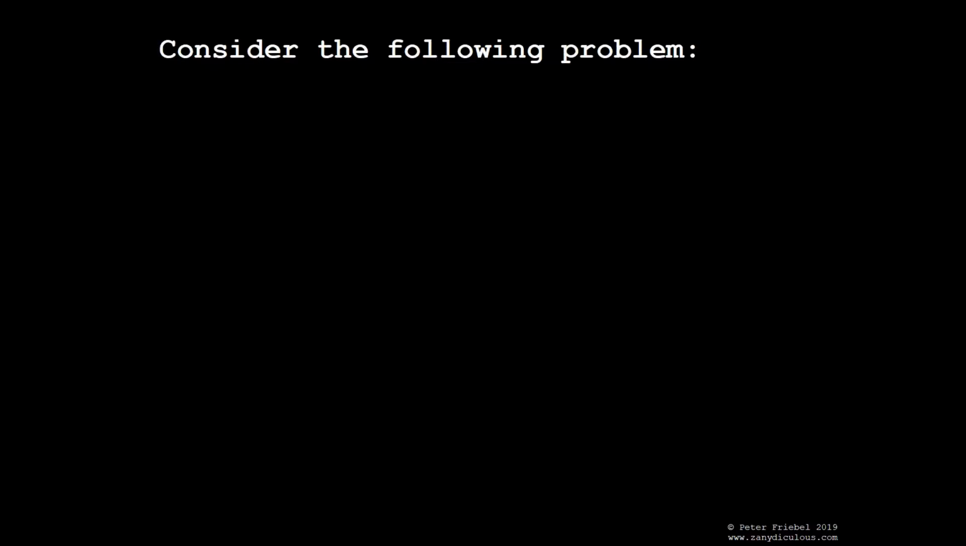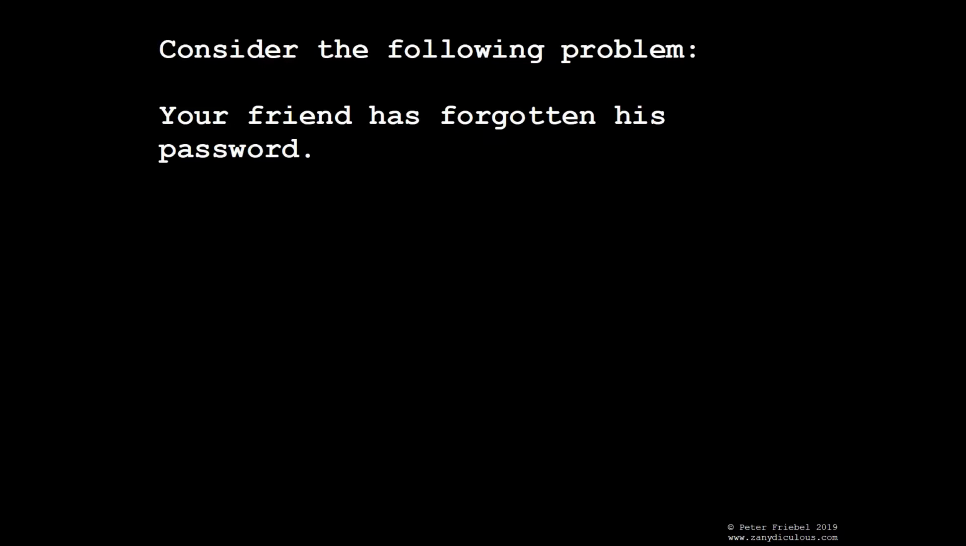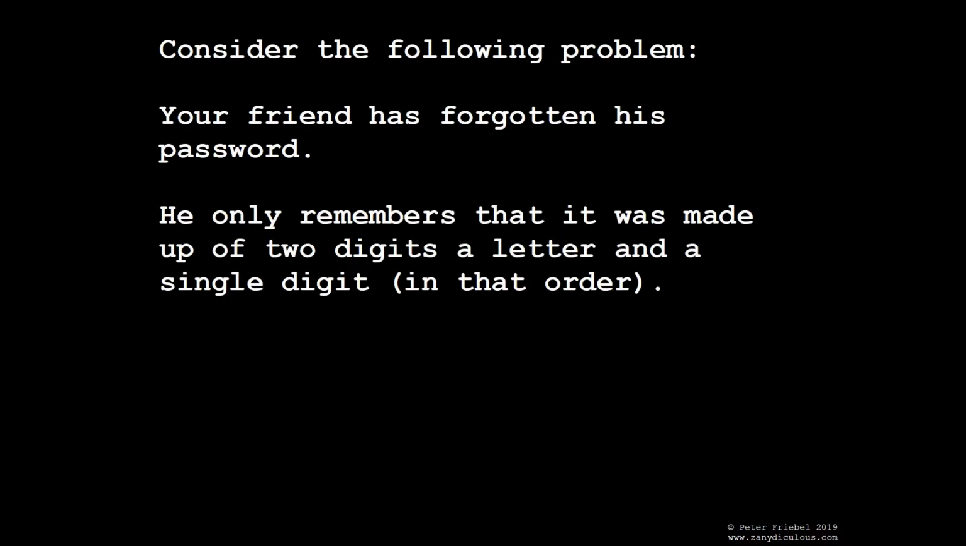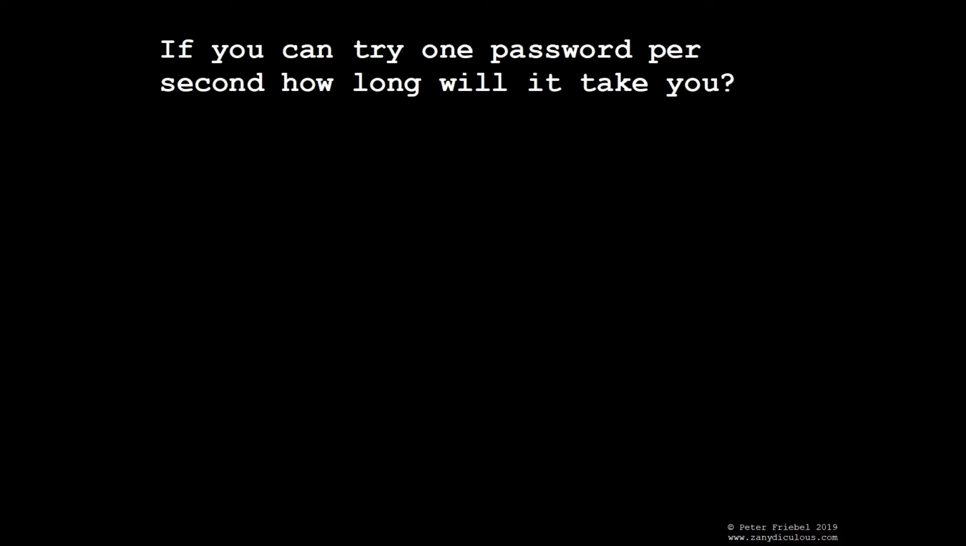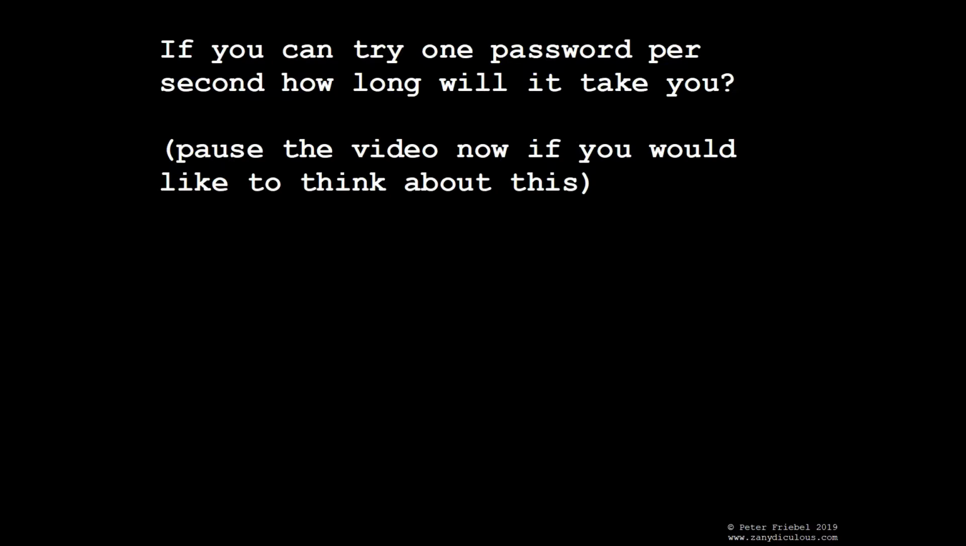Consider the following problem. Your friend has forgotten his password. He only remembers that it was made up of 2 digits, a letter and a single digit, in that order. He assumes you can hack the account for him in no time. If you can try 1 password per second, how long will it take you? Well, think about it.